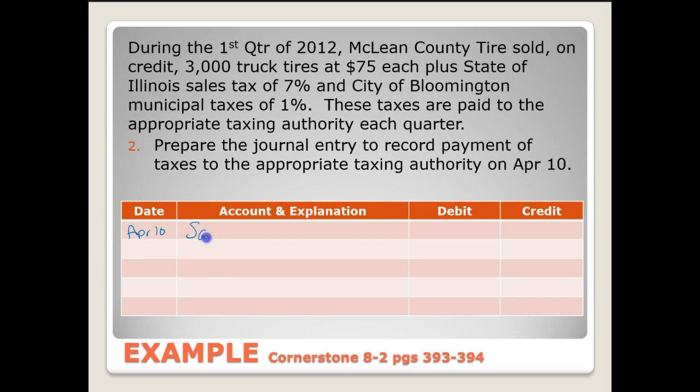Now remember, they had sales tax payable to Illinois and sales tax payable to the city of Bloomington. It was $15,750 they owed Illinois and $2,250 that they owed to Bloomington. Remember, we are clearing two payable accounts, which means we are going to debit them, and then we would have a credit to cash for the full amount of those two sales taxes, which is $18,000.